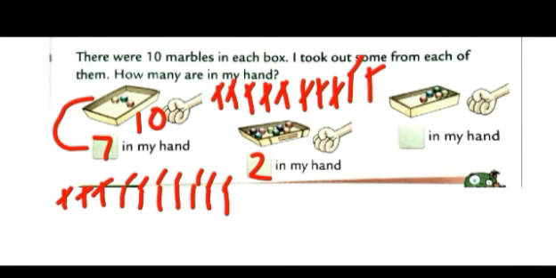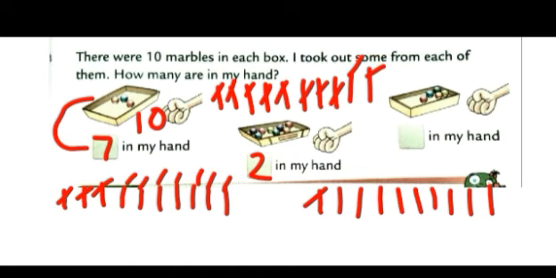Now see the last one. How many are in the box? First see that. 1, 2, 3, 4, 5. Total 10 marbles are there. And how many are in the box? First cut those. 1, 2, 3, 4, 5. Now let's count the remaining one. 1, 2, 3, 4, 5. So that means 5 marbles are in my hand. This is the way how you can find out.